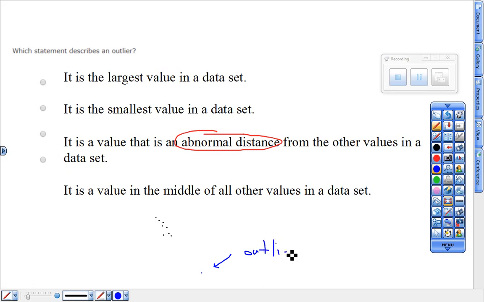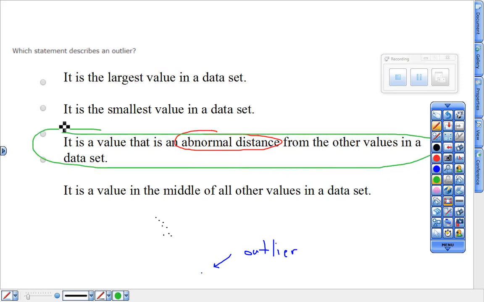That one's kind of random. We call that an outlier. So write this. Definition of an outlier. The last word is car. Car. Good luck.